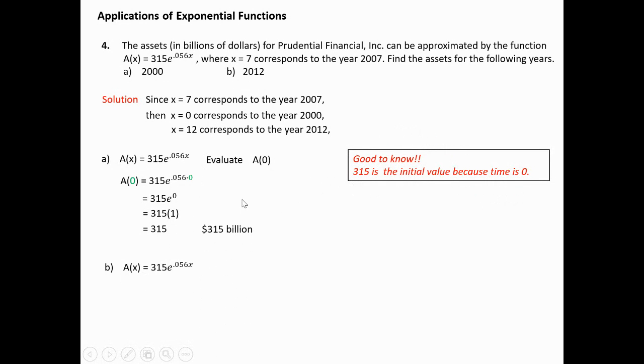Now for B, we're going to evaluate A of 12, because in the solution, if x equals 7 corresponds to the year 2007, then x equals 0 corresponds to the year 2000. So therefore, x equals 12 will correspond to the year 2012. So we're going to evaluate A of 12, which means I'm going to plug in 12 for the x's on the exponent.